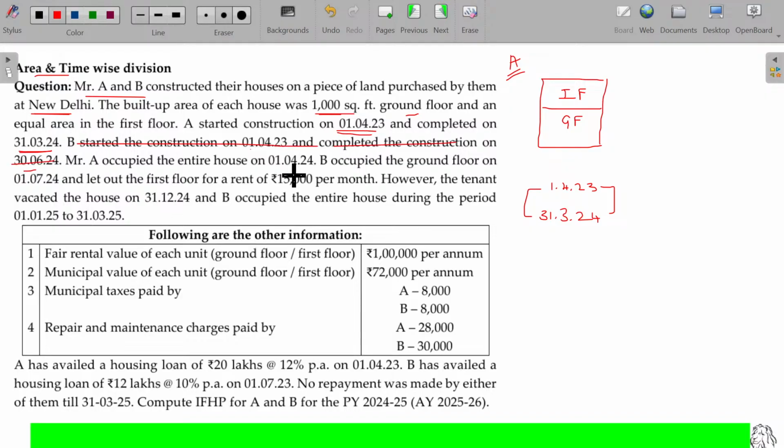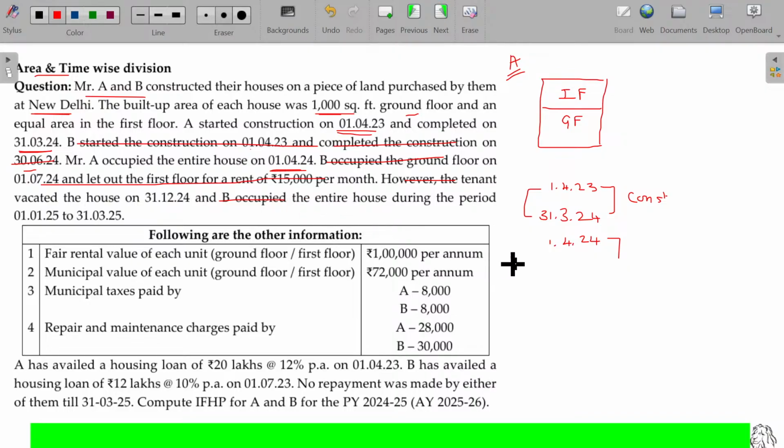Mr. A occupied the entire house on 1/4/24. From 1/4/24 onwards, it is self-occupied. This is for the construction period. From this date onwards, it started being occupied. B occupied, will skip that. Okay.